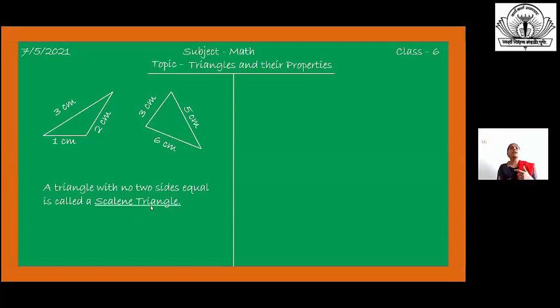So based on the number of equal sides, triangles are classified into three types. Which three types? Equilateral, isosceles, and scalene. Yes, very good. Equilateral, isosceles, and scalene, based on the number of equal sides.